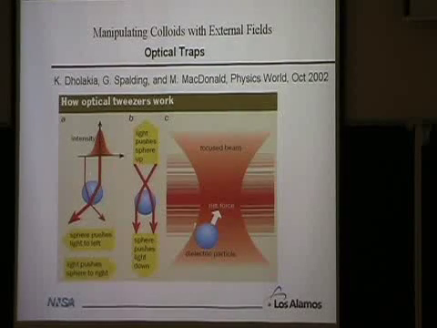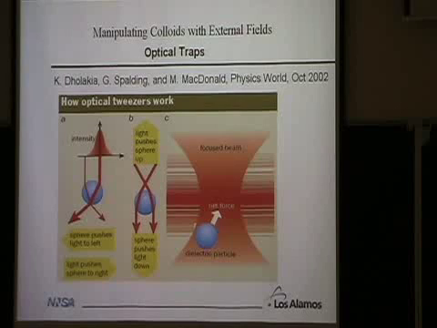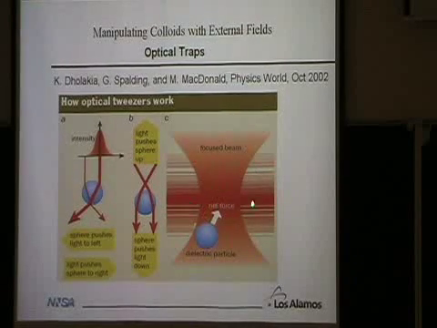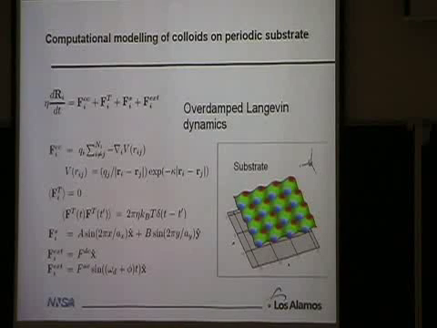So if it can sit in the minimum, it'll have an equal amount of momentum transfer and it'll actually be trapped right there. So by turning up or down the strength of your laser, you can increase the strength of this potential. And people can look at either just individual potentials, or they can make whole arrays of these, do interferometry. There's quite a bit that's been done.